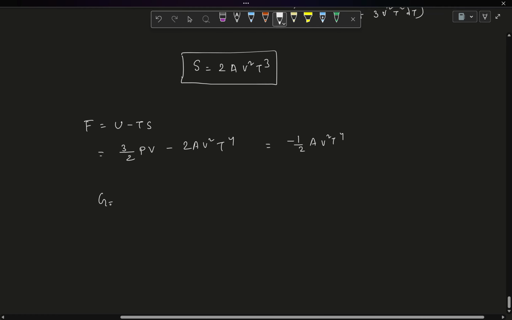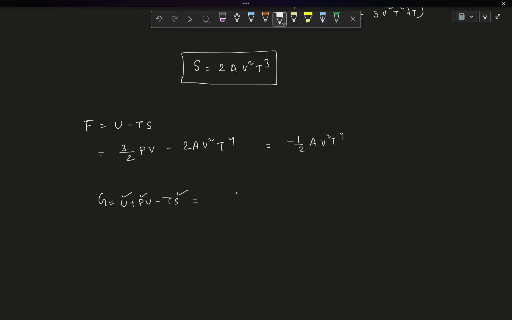Simply for G, this is U plus PV minus TS. Now you put the value of S, you put the value of U and the value of P. Then by that you will get this is half A V squared T to the power 4.